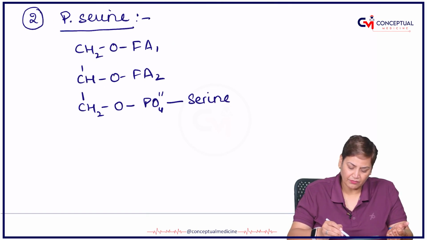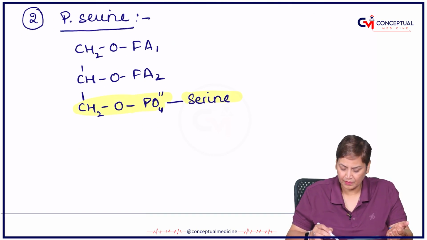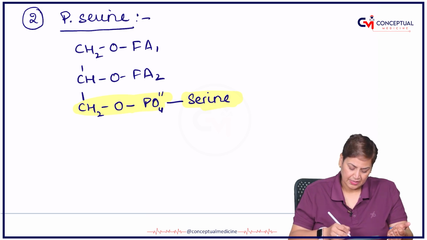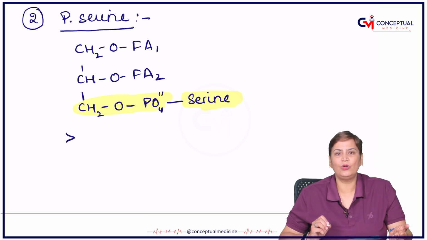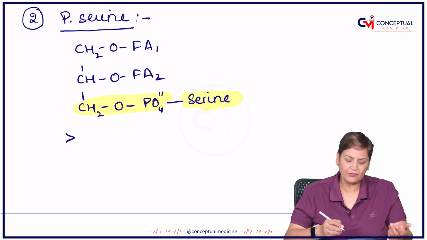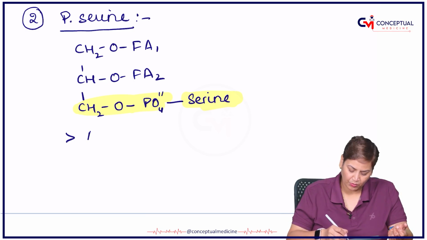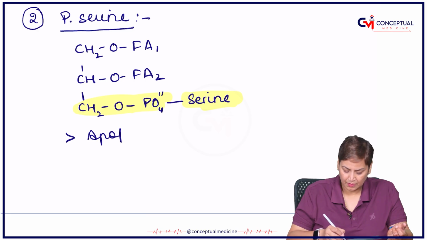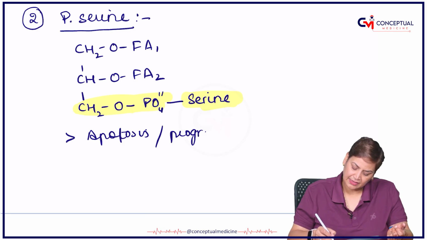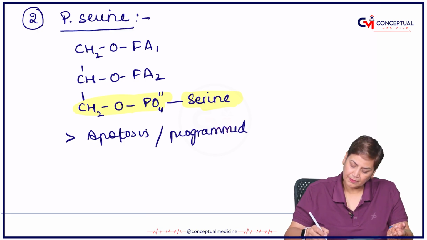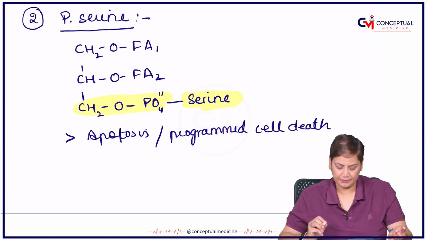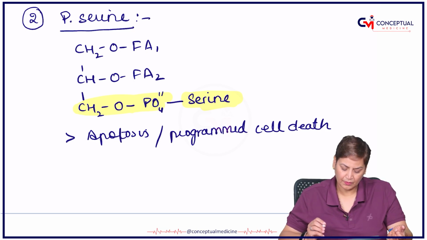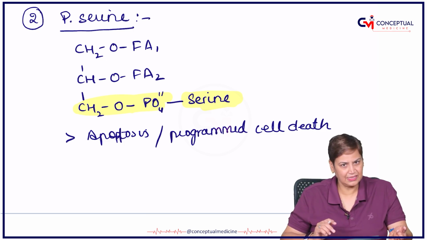And if we talk about the functions, it plays a very, very important role in apoptosis. So basically, phosphatidylserine is a marker for apoptosis, programmed cell death. Very important. Right? So this is phosphatidylserine.